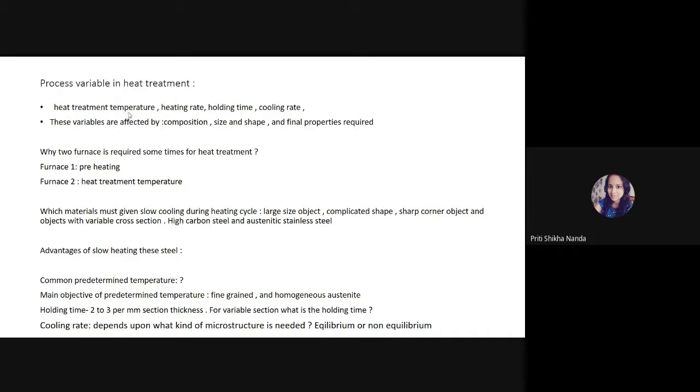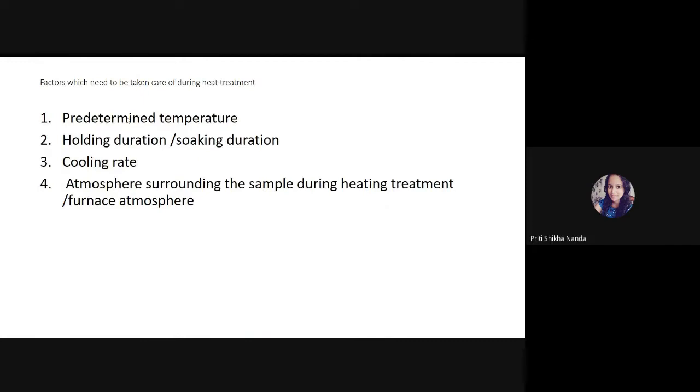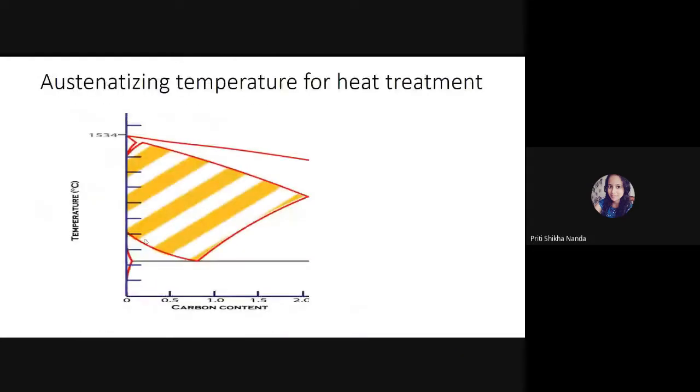Can anybody tell me? The predetermined temperature, how will you decide? By seeing the composition. Sir, if it is eutectoid, then we just have to go to 727, and if it is 0.5, then we have to go just above 720? Just above 720. It is a eutectoid steel. You just have to go above A1, the predetermined temperature.